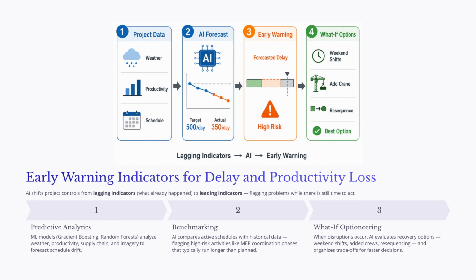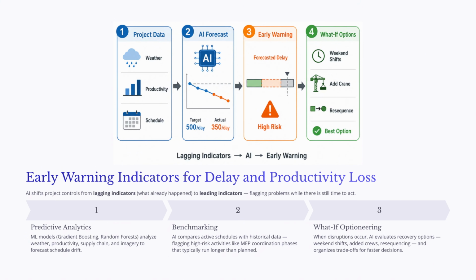Second, AI can support benchmarking. It can compare an active project schedule with historical project data. If similar projects usually required 6 weeks for a complex MEP coordination phase, but the current schedule allows only 4 weeks, the system can flag that activity as high risk.